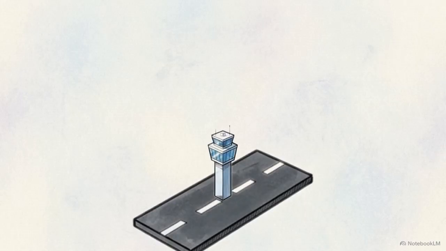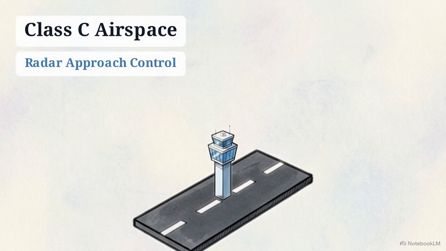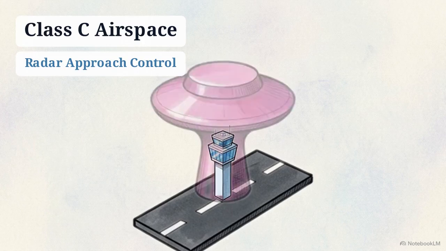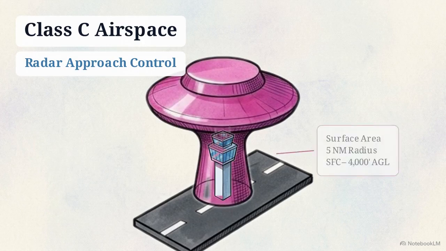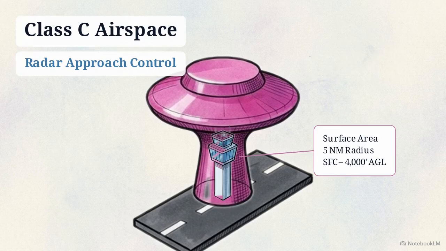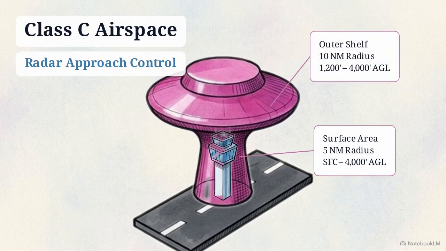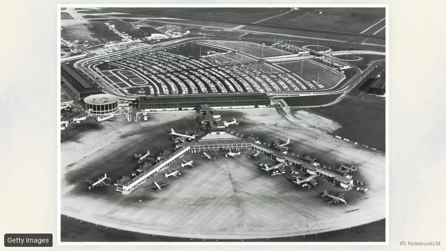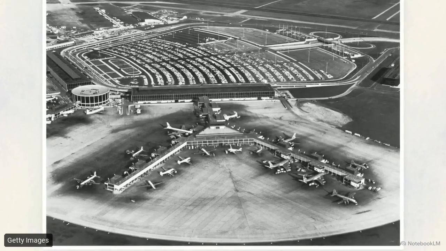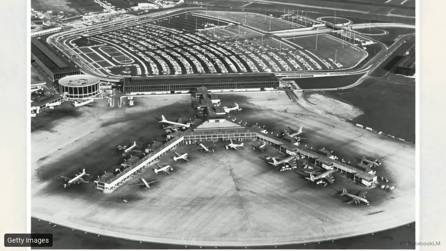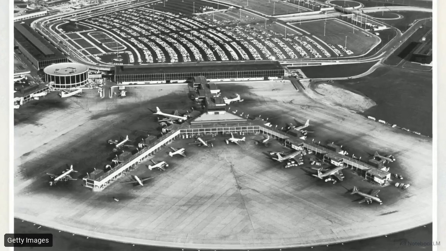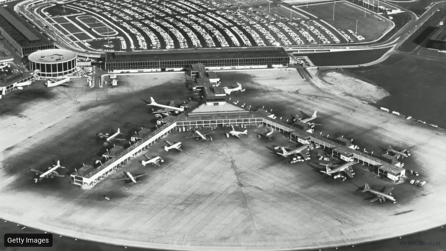Scaling up, Class C airspace governs busier airports using radar approach control. Its geometry features 2 magenta tiers, a 5 nautical mile surface area beneath a 10 nautical mile outer shelf. Entry demands a Mode C transponder, continually sending precise altitude telemetry to controllers. The apex of the terminal environments is Class B airspace. It encloses the nation's busiest commercial hubs, managing the highest concentrations of large passenger aircraft.